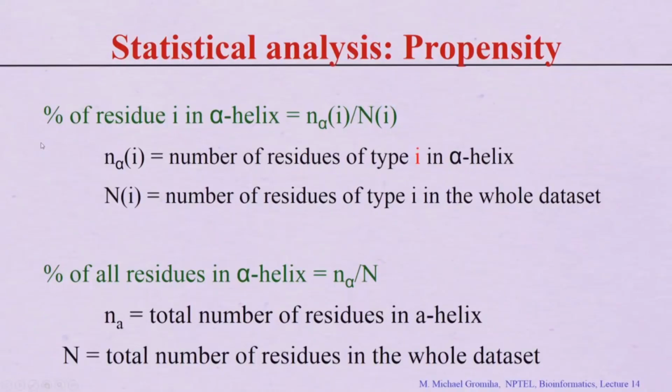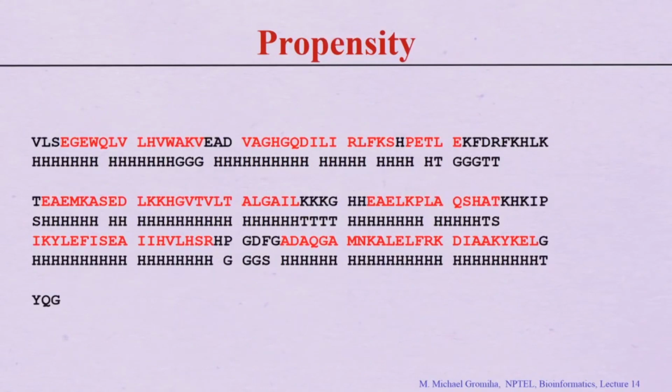You can express the percentage of residues in alpha helix using this equation: n alpha by n of I, where this is the ith residue, say alanine, in alpha helix divided by the ith residue in the whole protein. Likewise for the whole protein, n is the total number of residues and n alpha is the number of residues in alpha conformation. We will discuss one example.